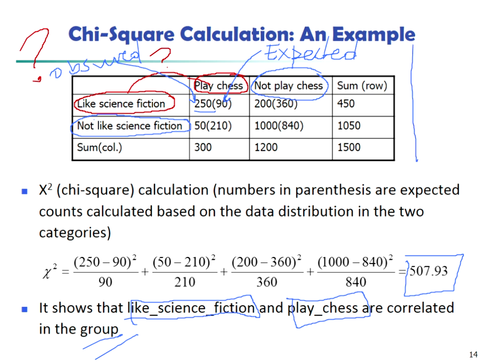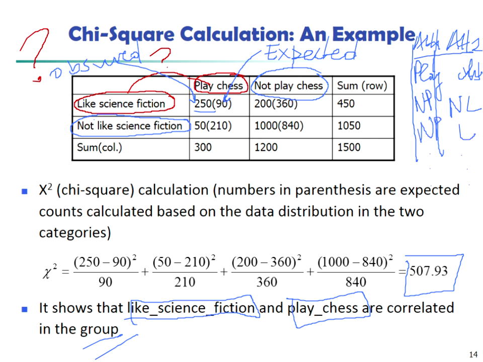Okay, so here we have one attribute, attribute 1, attribute 2, and here we can find play, like science, not play, not like science, not play like science, etc. So we want to calculate the correlation between these attributes, attribute number 1 and attribute number 2.